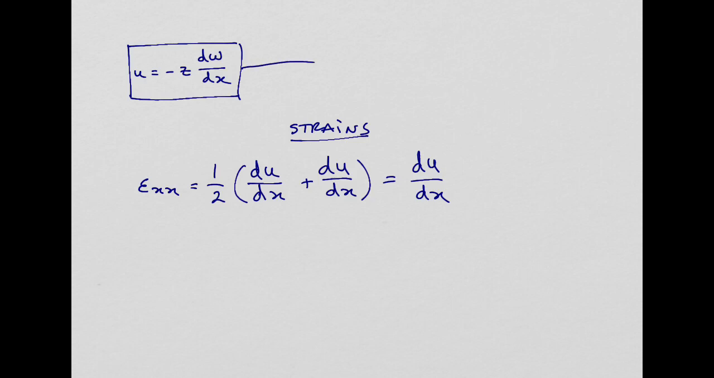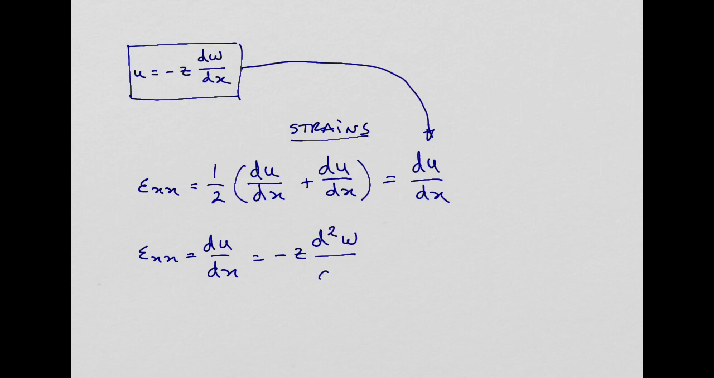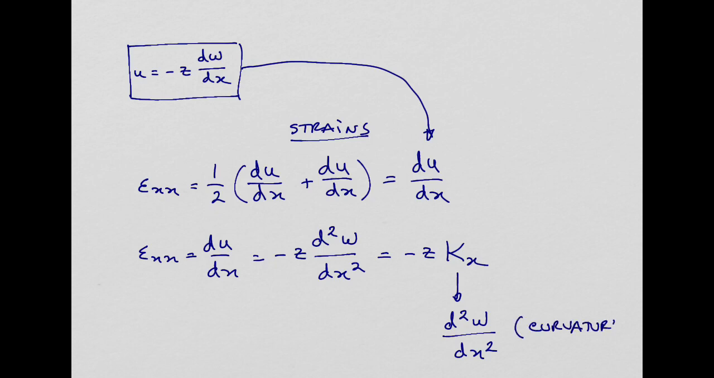So, what am I going to do? I'm just going to replace my displacement u that we calculated before. Basically, I'm going to differentiate again in order to x. So then you get something like this: minus z, and instead of the derivative of w, I have the second derivative of w in order to x. I'm going to give this a definition: kx is equal to the second derivative of the deflection in order to x. This is known as the curvature of the plate.